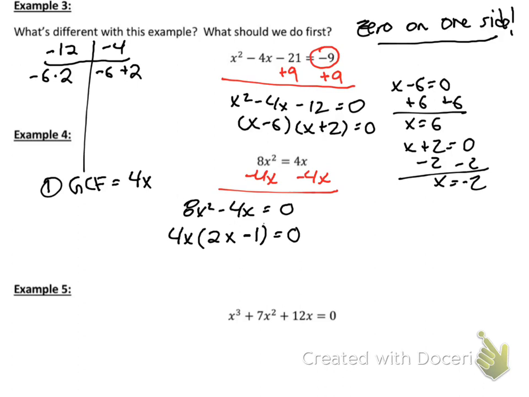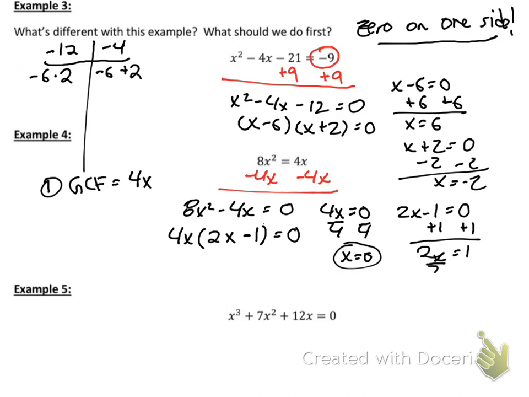But remember, we're not done yet because we still have to actually solve for x. So my last step is to say that either 4x equals 0 or 2x minus 1 equals 0. Over here, we divide by 4, and we see that one solution is that x equals 0. Over here, we add 1 to both sides and then divide by 2. So our other solution is that x is equal to 1/2.